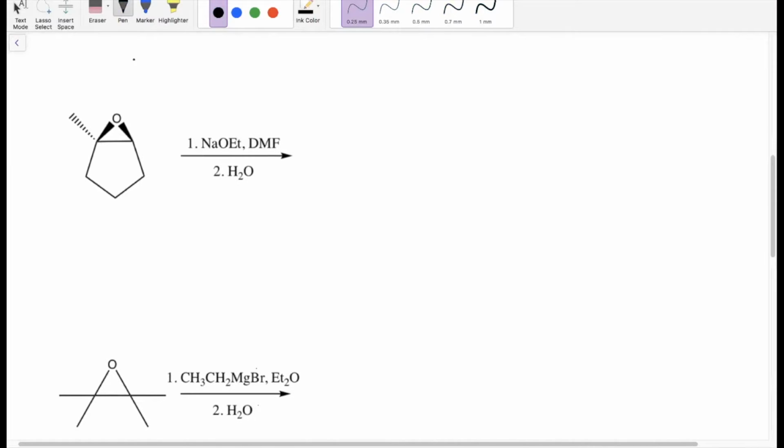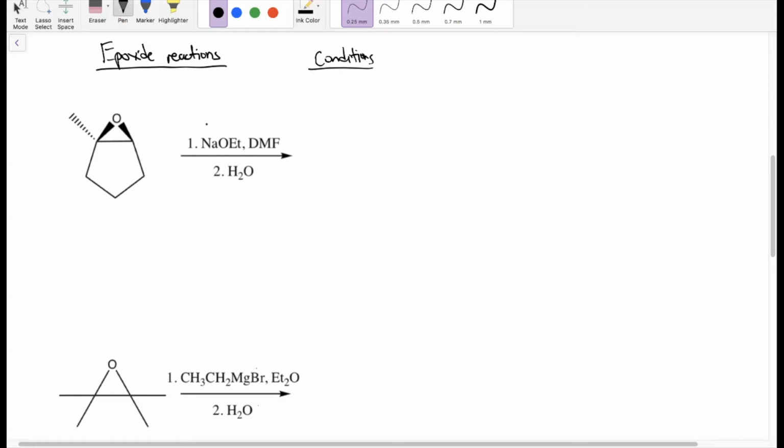So let's go ahead and start this video on 4 different epoxide reactions. So these are all epoxide reactions, okay? So let's go ahead and figure out where our epoxide is. We can see it right there. Let's go ahead and figure out the conditions under which we're acting. So what conditions are these under?